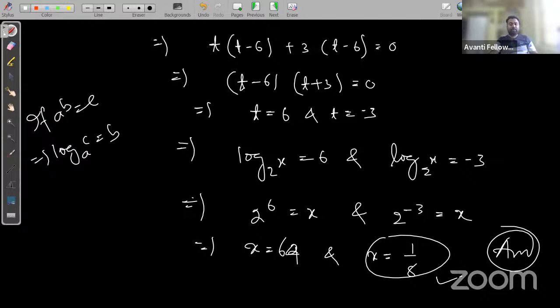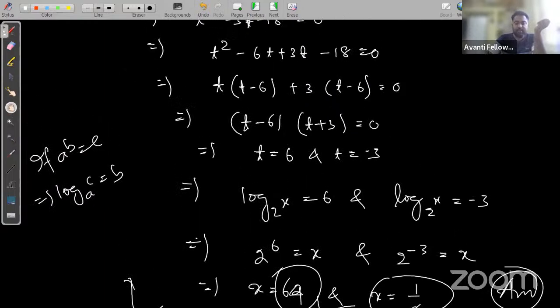Which one can you write? If it is an integer type question, you must write 64, or if one of these two is given in the options, then you can write that answer. Okay, so I hope this is clear to all of you.